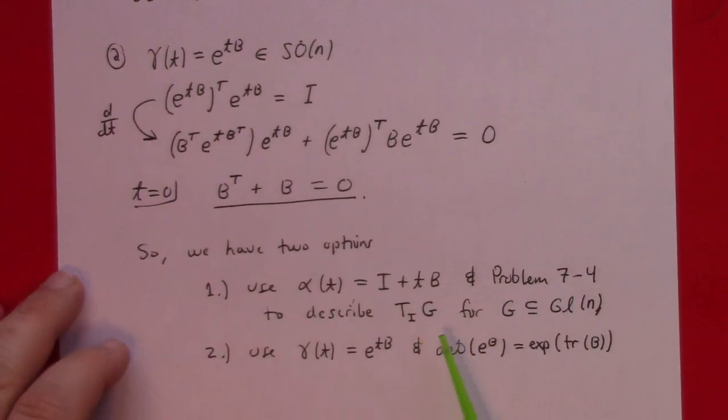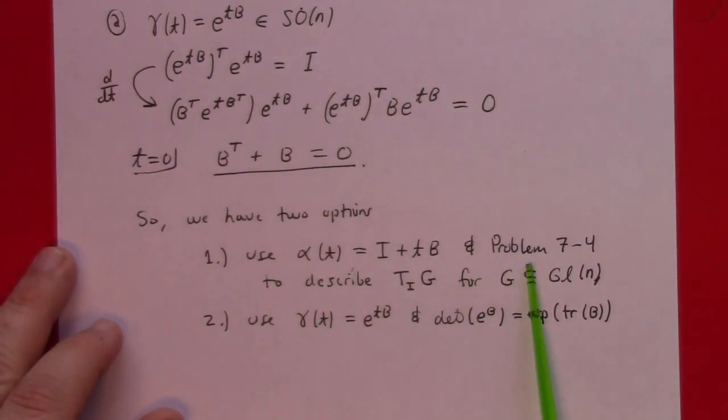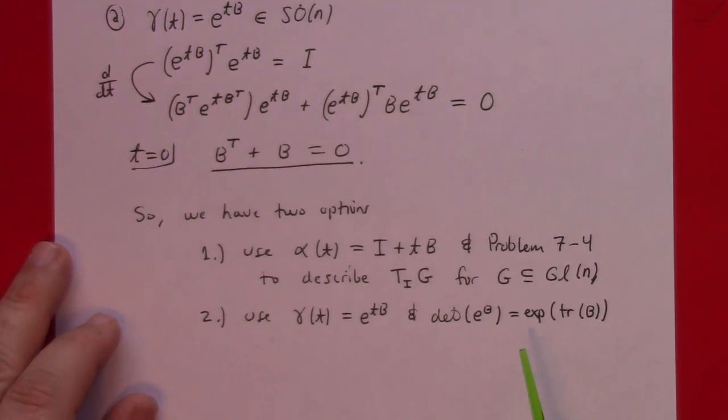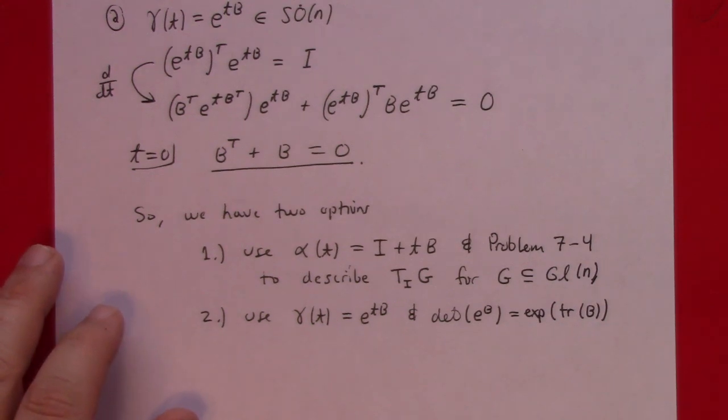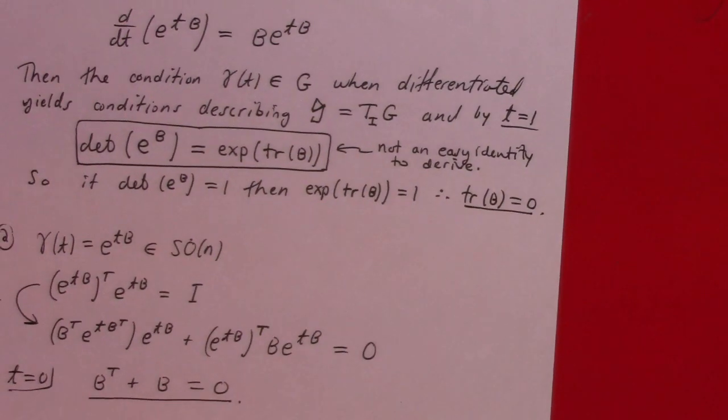So you've got two options, basically. You can either use alpha of t as I plus tB and problem 7.4 to pick up on the traceless condition, or you can use gamma of t as e to the tB and that to analyze the structure of the Lie algebra as it relates to the Lie group. Now, the exponential, I think Lee gets to that in like chapter 20. So anyway, hey, that brings us to mission 5. Woohoo!